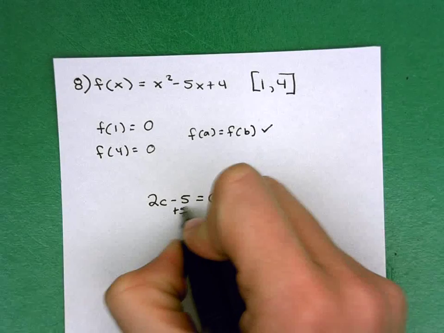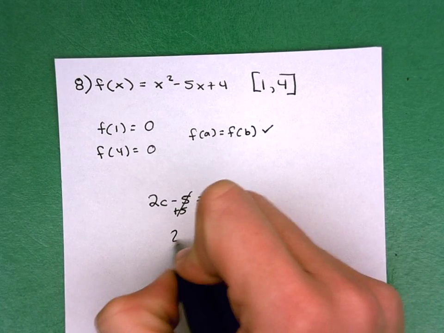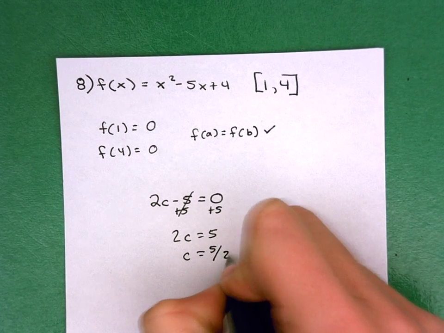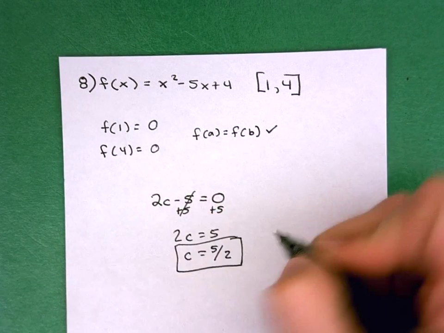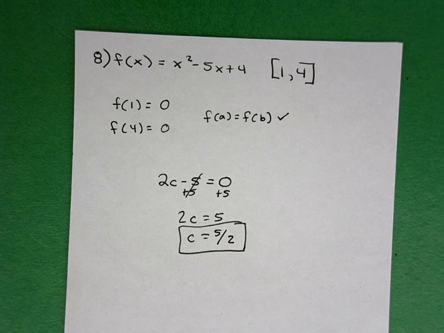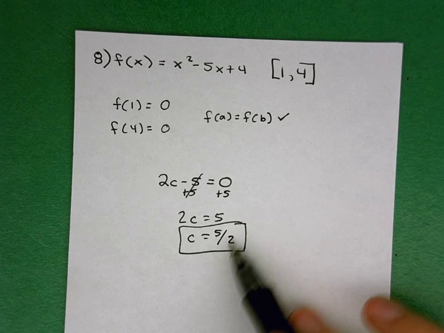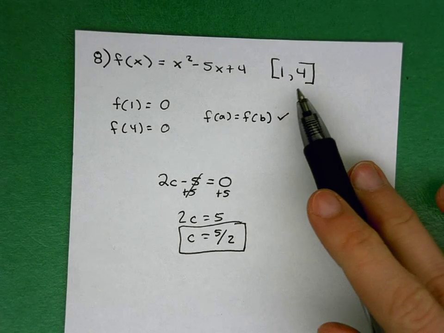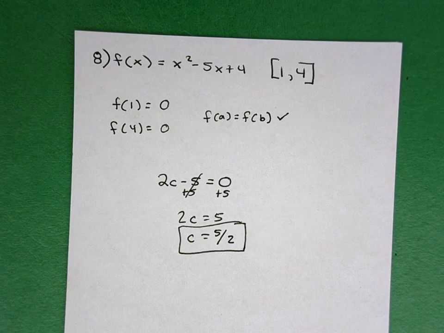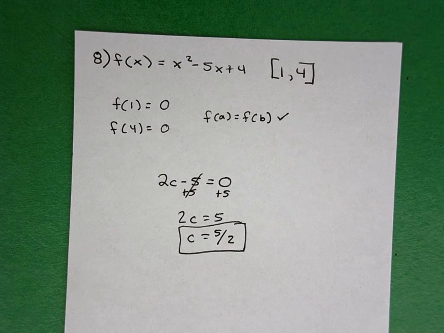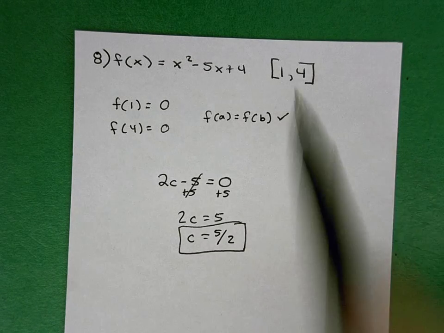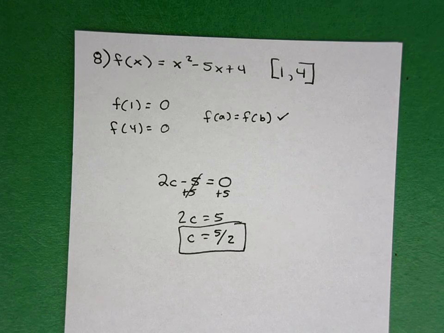Okay, so I can add 5 to both sides. We get 2c equals 5. Divide by 2, we get 5 halves. Then you always need to double check because there might be more than one c. You might generate a couple of c's. And so you need to double check that that answer is in fact inside the open interval, meaning we can't include 1 or 4, and we can't include anything outside of that interval altogether, like 6. So 5 halves is 2.5. That is in fact in that interval, and so we're good to go. We've got our answer.